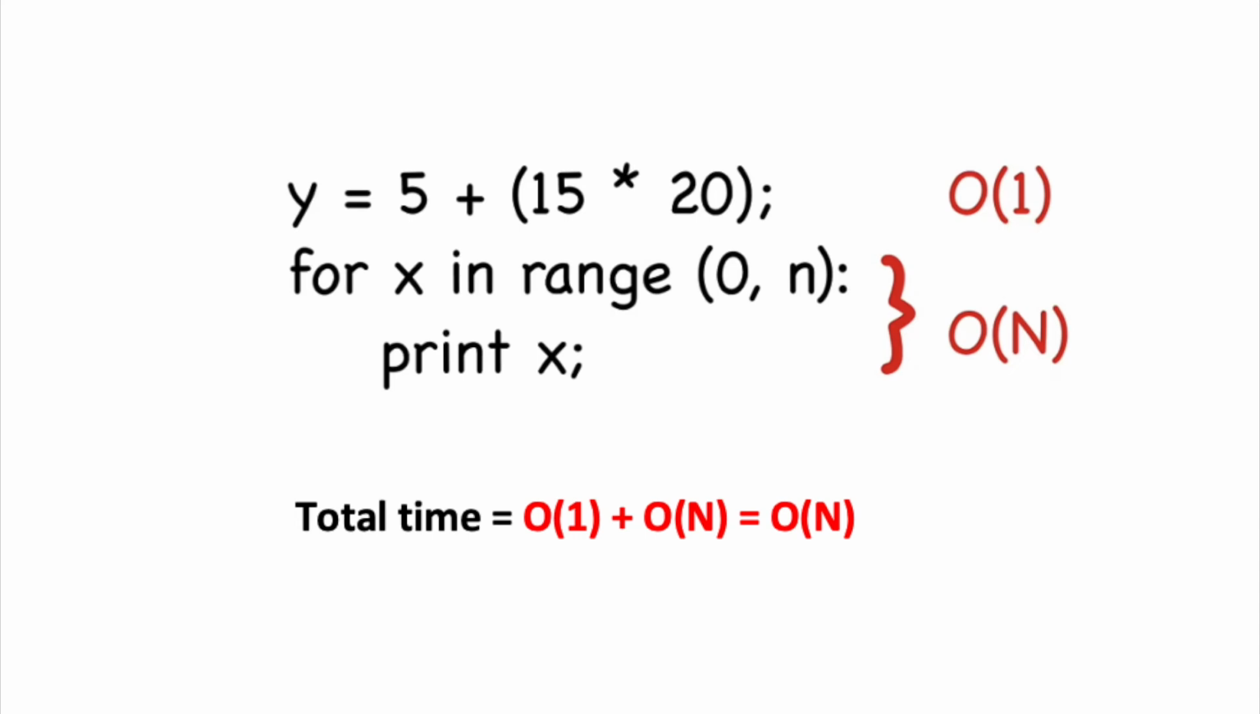And if you look at this example on screen, you've got the first line, which is a simple expression. So that has a big O of 1. And then you've got a for loop, which runs for n elements. So that's got the big O of n. Now, in this case, the total time is big O of 1 plus big O of n. And as we know, the bigger term dominates. So we ignore the O of 1 and we keep the big O of n as the overall notation of this algorithm.